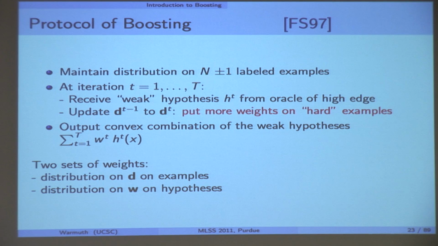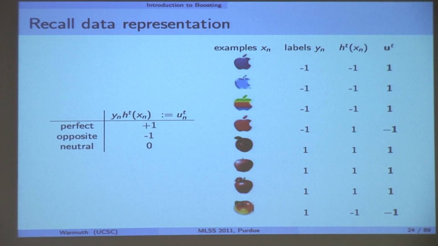Okay. So again, the boosting protocol. You maintain a distribution on the n examples. And then in each iteration, you receive a weak learner from the oracle of high edge. You now know what edge is. And then you update your distribution. You put more weight on the hard examples, the ones that were misclassified. And then at the end, you output a convex combination. And notice there are two sets of weights. This is what makes boosting confusing but interesting. There's a weight on the examples and a weight on the hypotheses. And they are going to be dual to each other. Duality. Convex optimization duality. Linear programming duality. Game theoretic. Two players playing against each other. I'll bring all of this out. Totally cool. So again, this was our data representation.